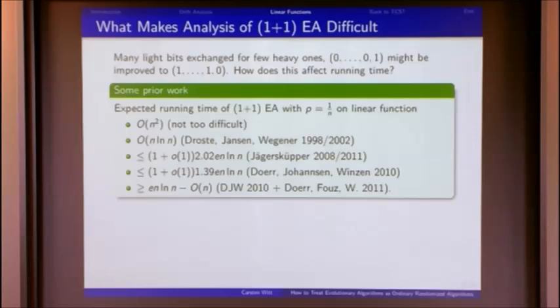For OneMax, we had e n ln n up to lower order terms. So people were wondering, can these steps, flipping many bits, actually increase the running time compared to the 1-bit flips? The first answer, given by Jägersküpper in 2008, was that they can, in principle, increase the running time, but if they do, then at most by a factor of 2. And then this gap was narrowed to 39%, and we also have a lower bound. So within the class of linear functions, the running time can vary by at most 39%.